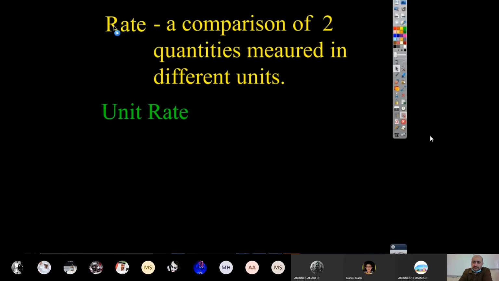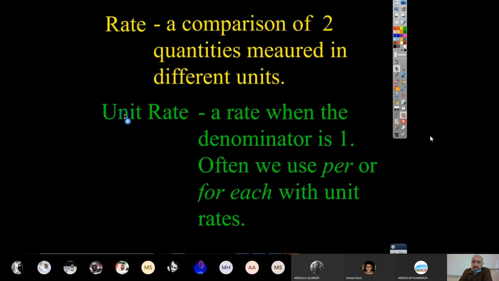And if you've really been sort of working along with the definitions of division that we've been working with lately, this shouldn't be surprising, okay? Now, unit rate is when we have a rate where the denominator is 1, okay? And often what we're going to do is we're going to use the word per or for each with unit rates, okay? Not always, but you're going to see it that way a lot of the time, okay? And I'll explain a little bit more about what unit rate is here in a second.